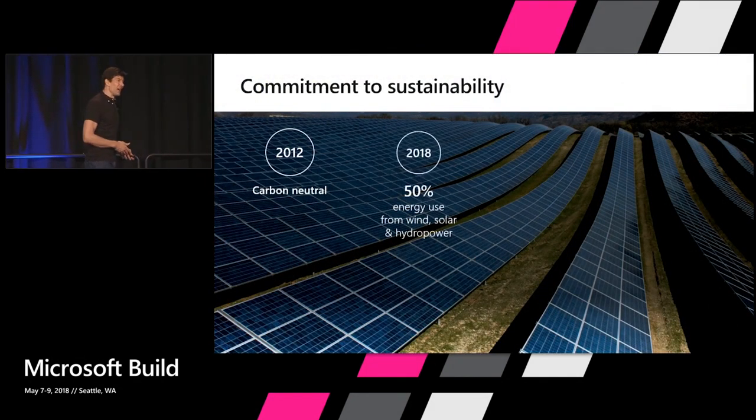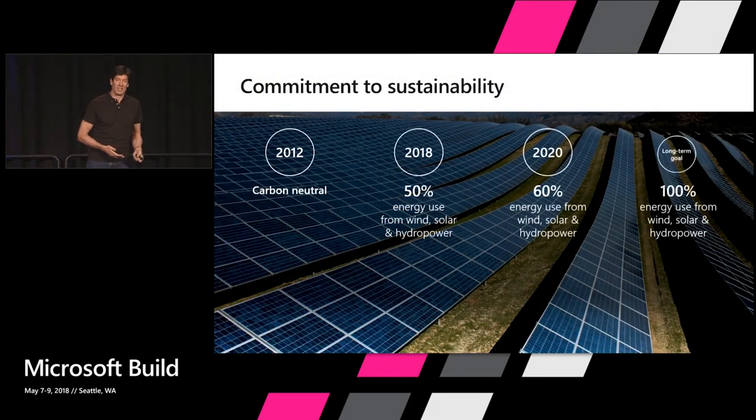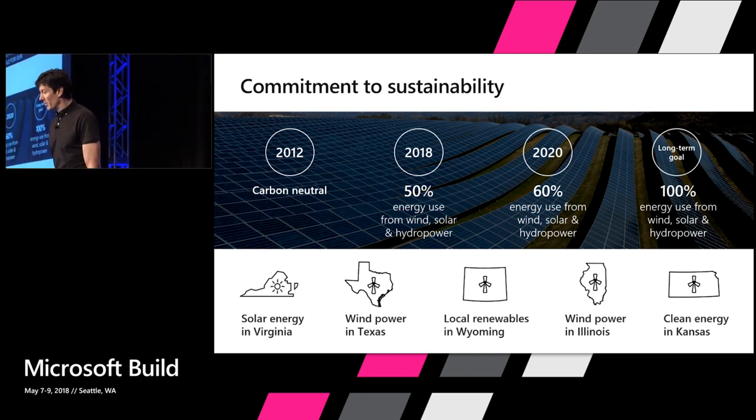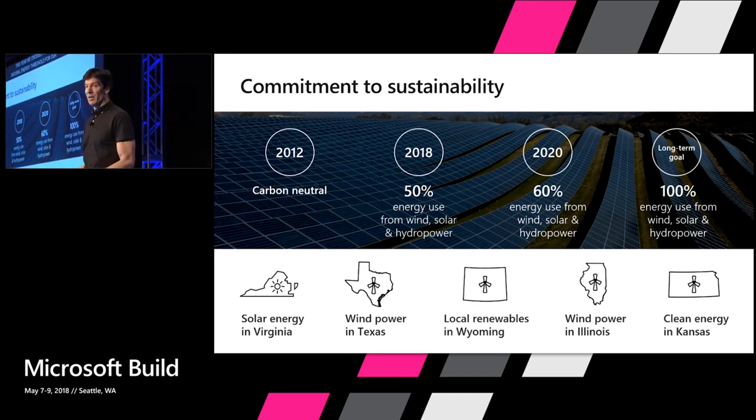So speaking of natural energy, we've got a commitment to sustainability at Microsoft all up. And our data centers are no exception. We've been carbon neutral across our data center footprint since 2012. This year, we crossed the 50% natural energy threshold for our data centers. Our goal is to get to 60% by 2020, and of course, our long-term goal is to be 100% powered by wind, solar, and hydropower. And you can see some of the different kinds of energies in the different regions there that we're using.